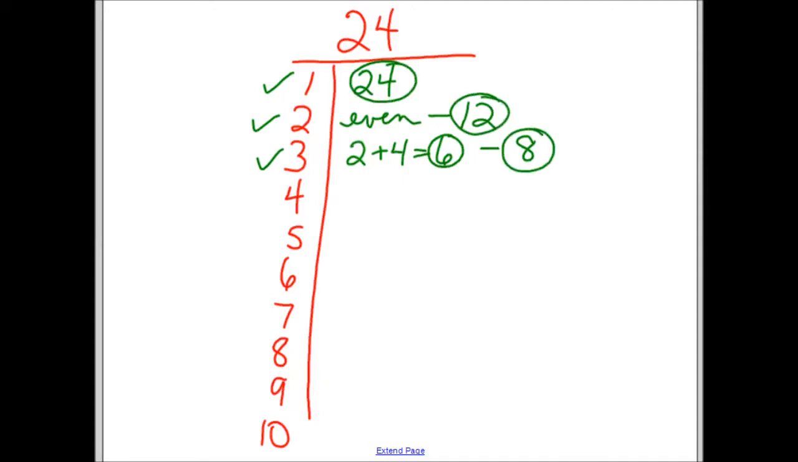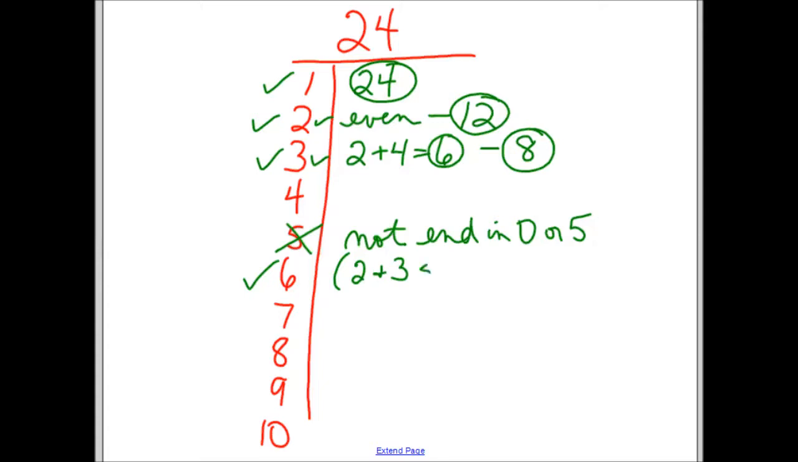4 I'm going to skip and come back to. 5 I know is not a factor because it does not end in 0 or 5. 6, I'm going to look at 2 and 3. They are both factors, so 6 is a factor. And in parentheses, I'll put 2 and 3. So yes, I know from math facts that it's 6 times 4. And if 4 is a factor here, then 6 is a factor here. That's why we went backwards.